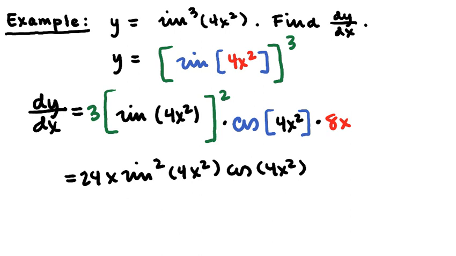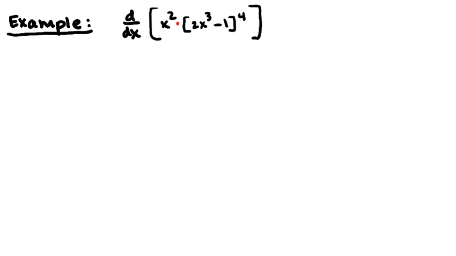24x sine squared 4x squared, cosine 4x squared. Answer. All right, here we've got multiple rules at once. We've got product rule, and there's going to be chain rule on the second factor. So what I'm going to do is switch up the color to gray. I'll take the derivative, starting with the easy one.